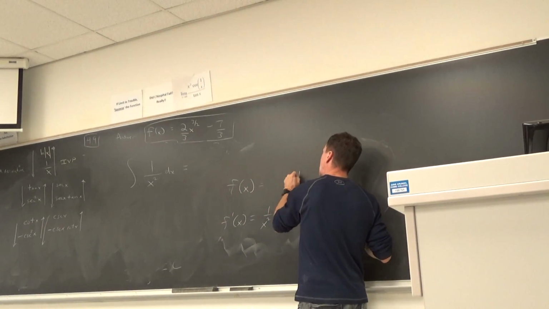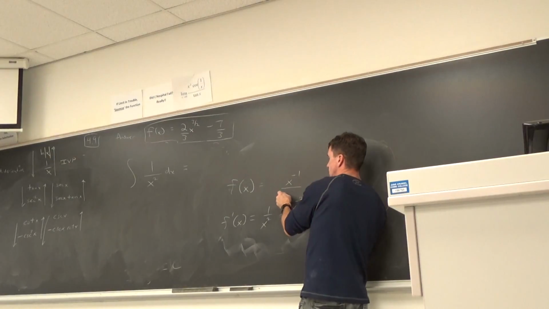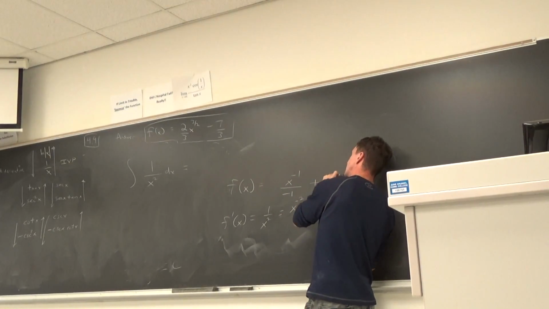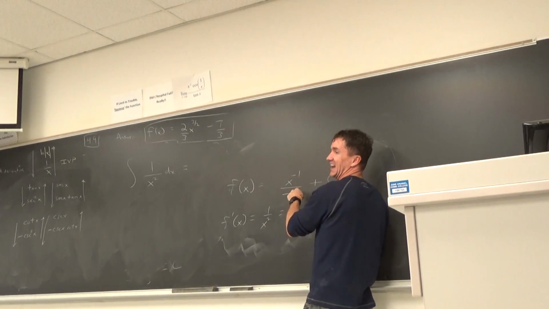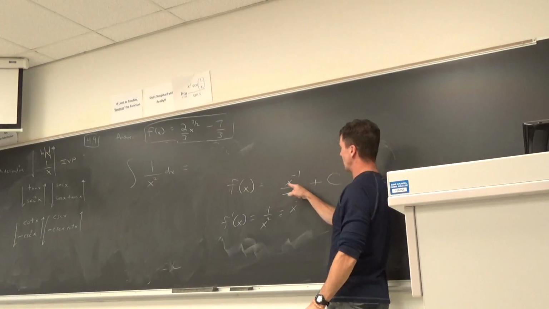X to a negative 1. Now you've got to divide by this number, which is negative, and then I have to put plus what? C. Can you do negative 1 over x? That looks way better than that. Please write it like that. Don't leave it like that.